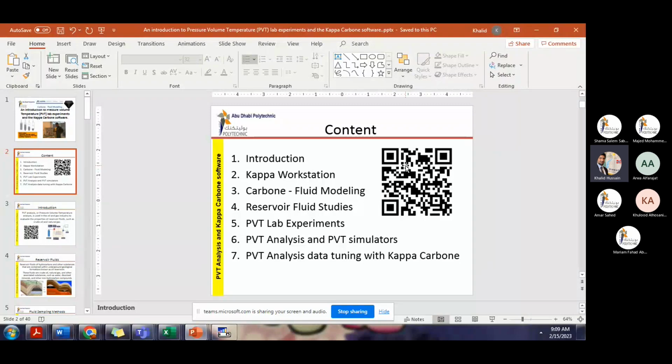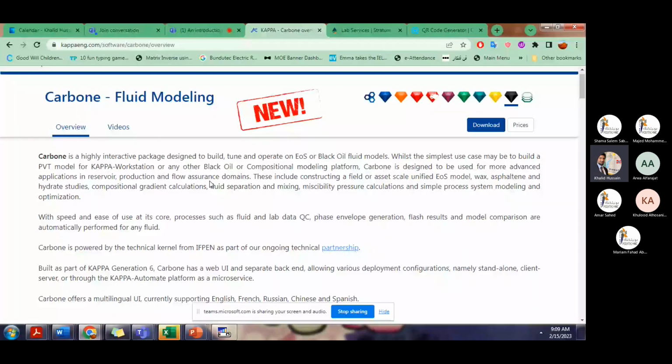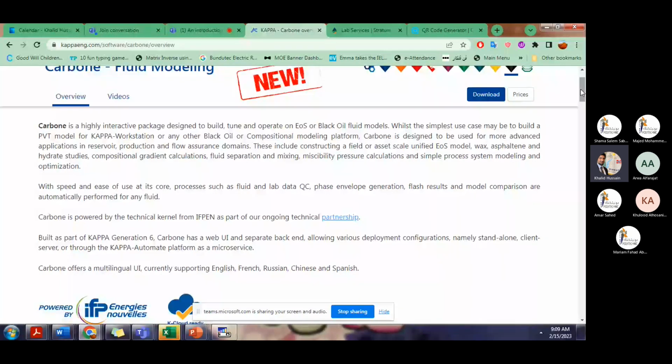Today we'll go through one of their modules, called Carbone. So what is Carbone? It is a simulator that helps us analyze the reservoir fluid composition. But the question is, have you ever heard of any company that is doing PVT analysis, reservoir fluid study?